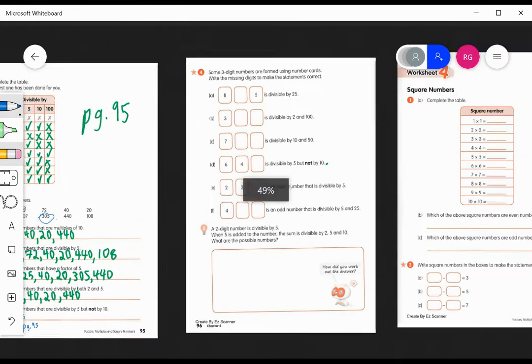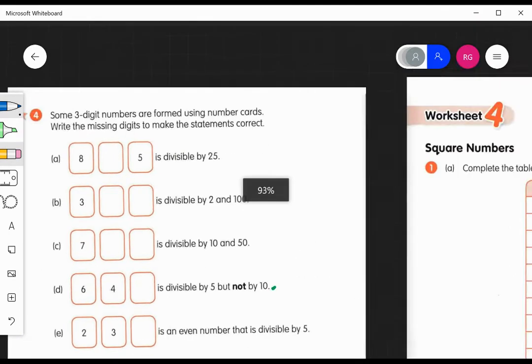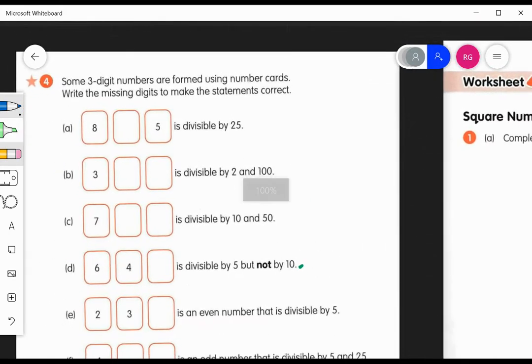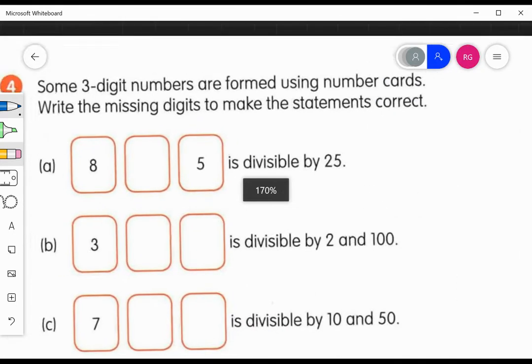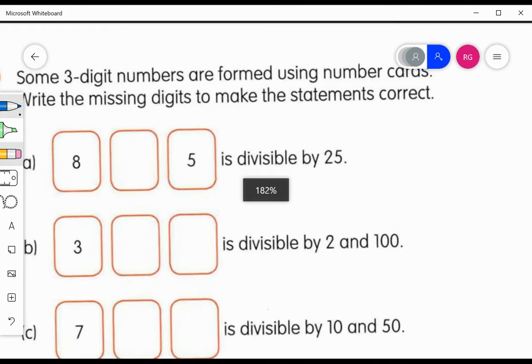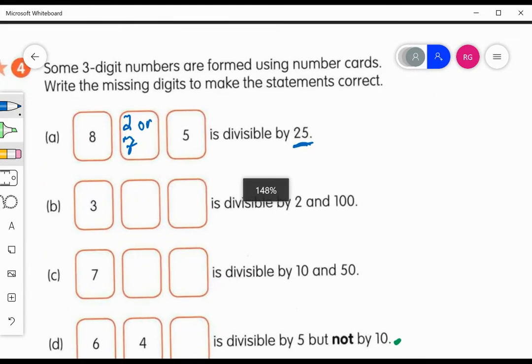So let's quickly move forward to page 96 and read the directions at the top. It says, some three-digit numbers are formed using number cards. Write the missing digits to make the statements correct. All right, for this first one, we have 8 blank 5, and it must be divisible by 25. So there are actually two numbers we could write here. We could say 825, or we could say 875. So you could say 2 or 7 in that first number card blank there.